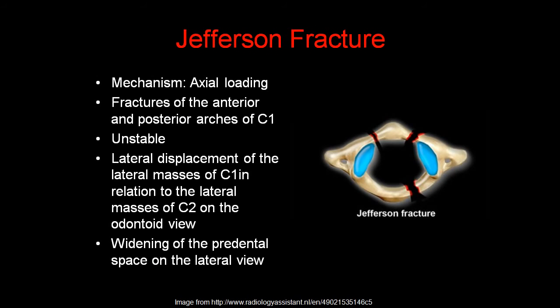A Jefferson fracture occurs because of axial loading. These are fractures of the anterior and posterior arches of C1. This is considered an unstable fracture. There is lateral displacement of the lateral masses of C1 in relation to the lateral masses of C2 on the odontoid view. Widening of the predentral space is also seen on the lateral view.